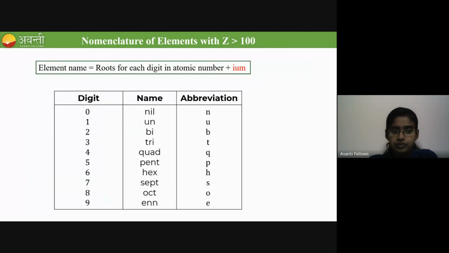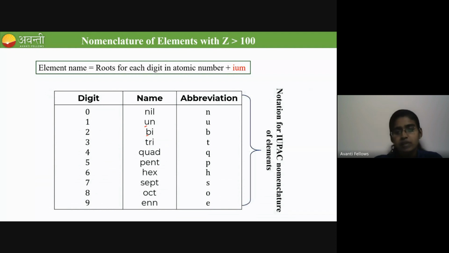For 0 to 9, we only have these 10 digits in numbers, right? If you have 0 in your atomic number, you give the name nil, and for that nil the abbreviation is n. The first letter of each name is taken as the abbreviation. For 1 it is un, for 2 it is bi, 3 tri, 4 quad, 5 pent, 6 hex, 7 sept, 8 oct, and 9 enn. So this was the rule given by IUPAC, and these are the notations for IUPAC nomenclature of elements.